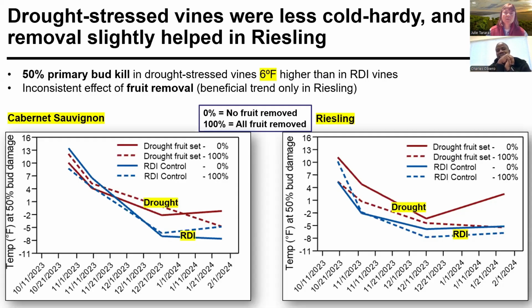So a good follow-up study might be to look at different varieties, because we do know that some varieties respond differently to drought stress than others, of course. But it was a nice choice of Cabernet as a representative red and Riesling as a representative white, of course. Yes.